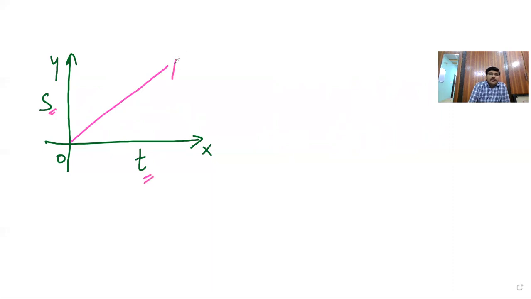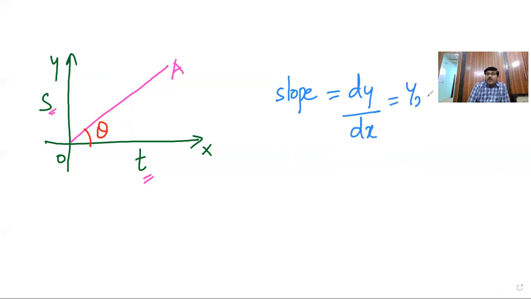We have plotted a graph OL. And theta is the angle made by this line with the positive x-axis. Then, how do we write the slope? Just now, applying dy by dx to this s versus t graph, slope is equal to dy by dx. dy by dx is y2 minus y1 by x2 minus x1, which is equal to tan theta.